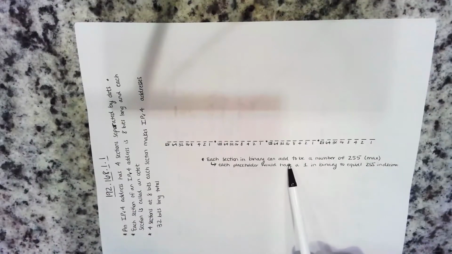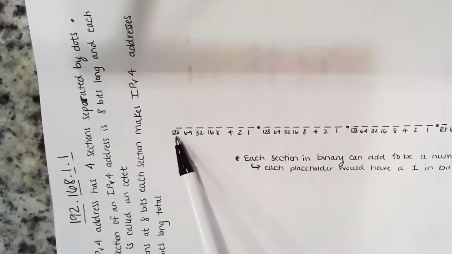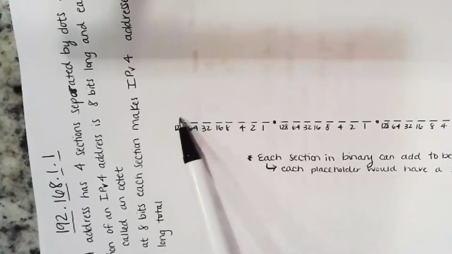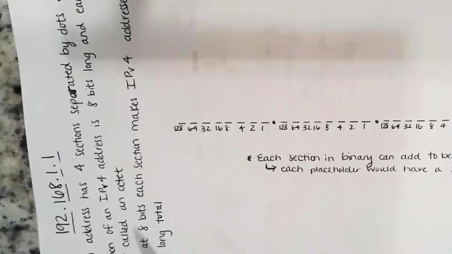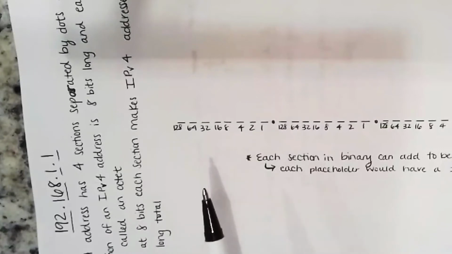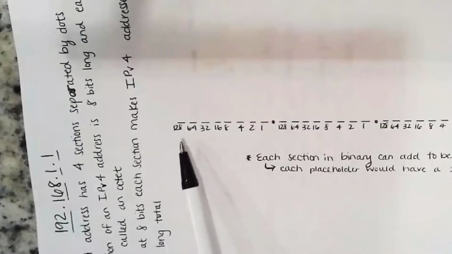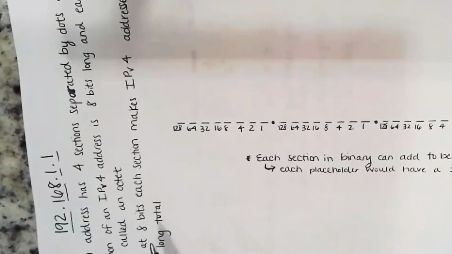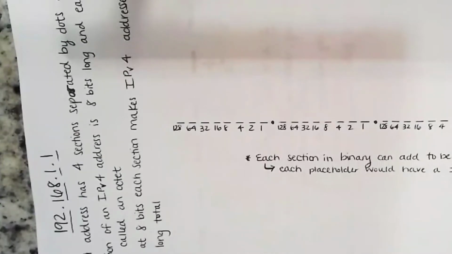So each section in binary can be a total of 255. So if a 1 were in each one of these placeholders and we add all of these numbers together, we would get a total of 255. Okay, 128 plus 64 plus 32 plus 16 plus 8 plus 4 plus 2 plus 1. You can double check me on a calculator. It would be 255. So that's the max number we can get in each one of these sections.